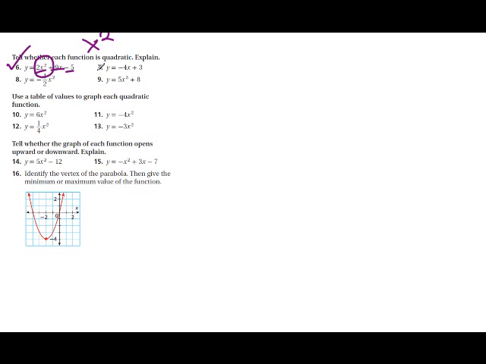Yes. Number 8, 1/2 x squared. X squared is the highest degree. That is quadratic. How about this one here? Negative 4x, no x squared. This is not. This is linear. And number 9, 5x cubed. That's not quadratic because it's x to the third. This is cubic.